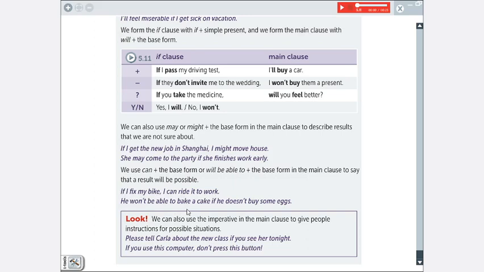Another option is to use the imperative in the independent clause to talk about an instruction for possible situations in the future. For example, please tell Carla about the new class if you see her tonight. So it's an instruction in the future, but there is a condition to accomplish that instruction. Or, if you use this computer, don't press this button. It's an instruction that has a condition. So that's how we use the imperative also in the main clause for talking about the future.